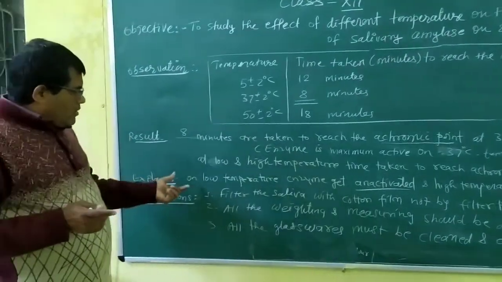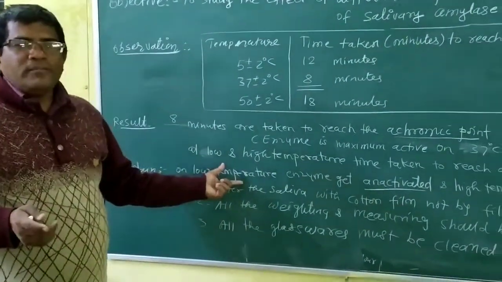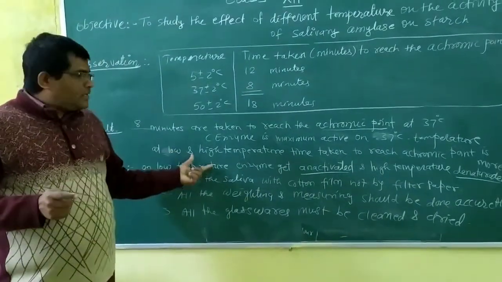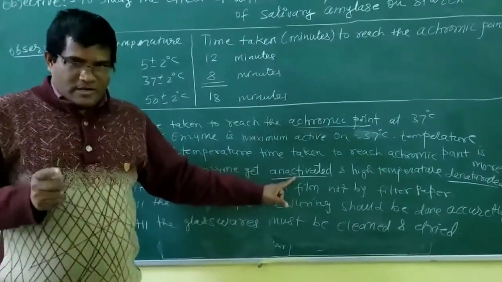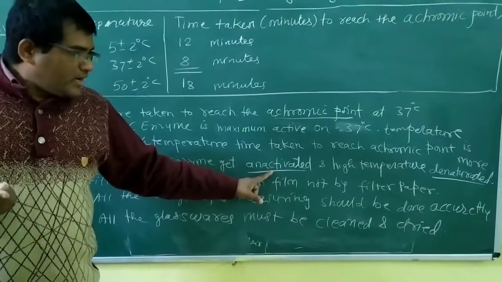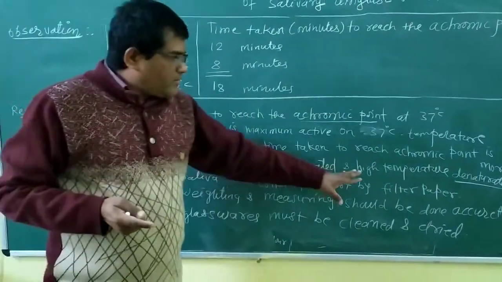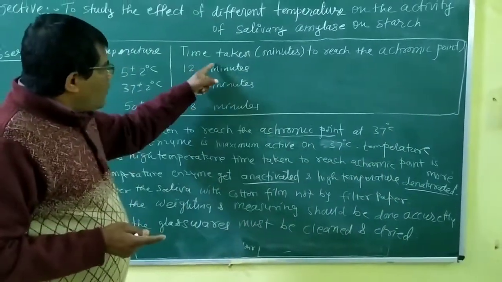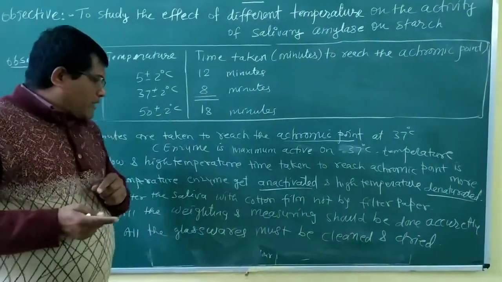Now, at low temperature what happens? Actually enzymes are proteinous in nature. So at low temperature, the enzyme gets inactivated. But at high temperature, the enzyme gets denatured. And that's why more time is taken to reach the achromic point.